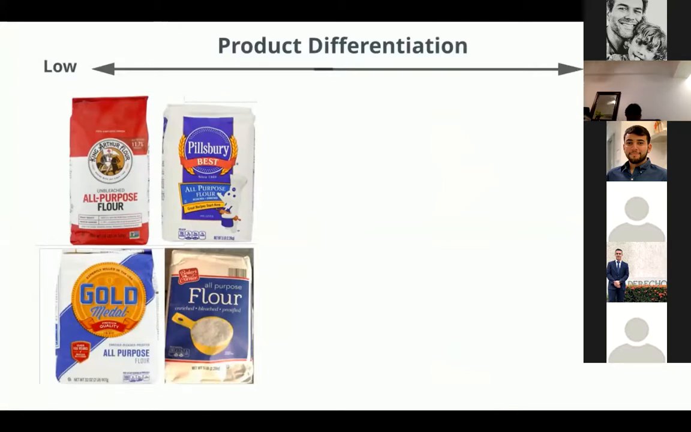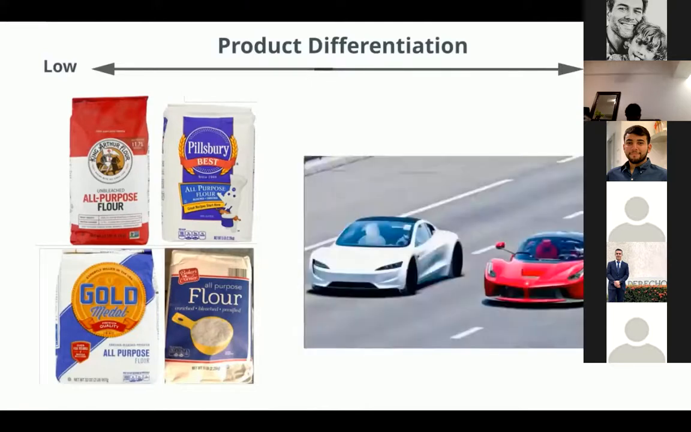By contrast, when you have a market with high product differentiation, such as the market for sports cars, customers are likely to have a very strong preference for one product over the other. This means the products aren't competing directly on price, and they can sustain higher margins.